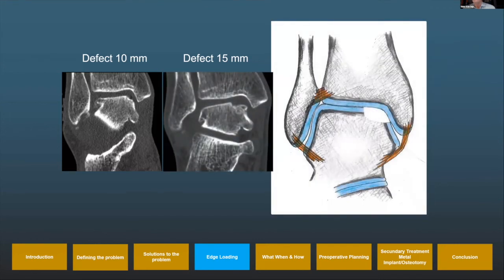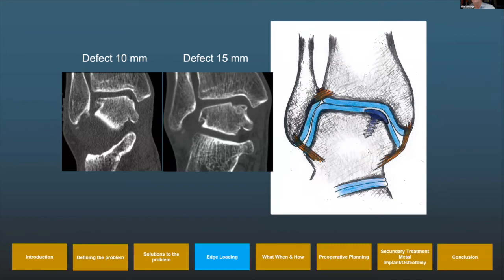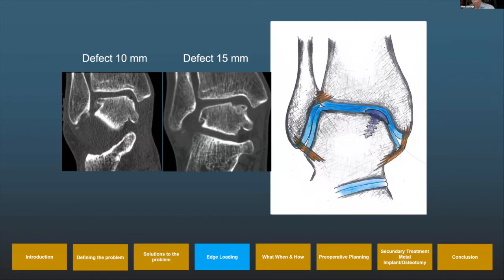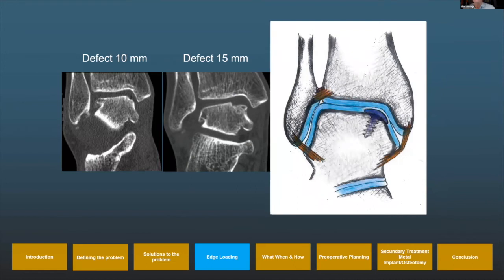And if we fill the defect with, for example, a metal implant, and we undersize the metal implant, what happens if we load the ankle? This is what happens. The metal implant protects the edges from edge loading. That's why a metal implant, if it has the right size and if it is recessed, like I show you in this picture, then you can expect a good result.